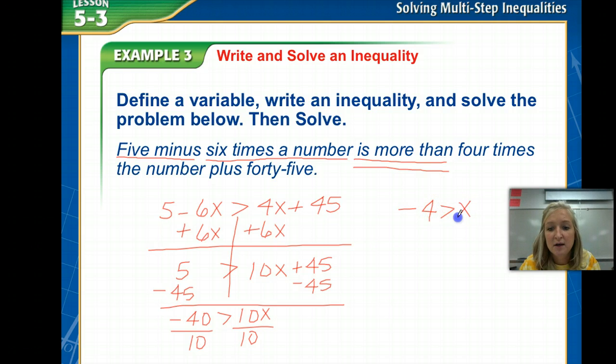and I'm left with negative 4 is greater than x. But just like I mentioned previously, we always want the answer written with the variable first. So we need to flip everything around. X is less than negative 4. All right. Hopefully you got the same answer as I did.